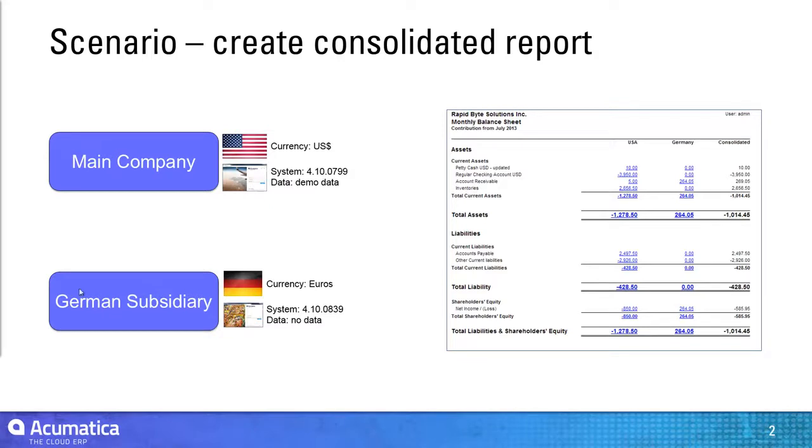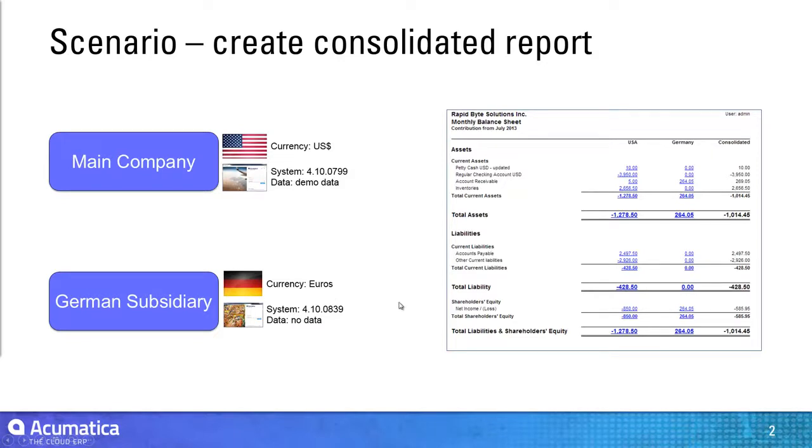You can see that I'm running two different systems in terms of the actual builds that are involved. You don't need to have the same system to run a consolidation scenario. In the main company, I've started with the demonstration data. Setting up the subsidiary was a little more difficult because I started with no data. I wanted to create a company with a base currency of euros.